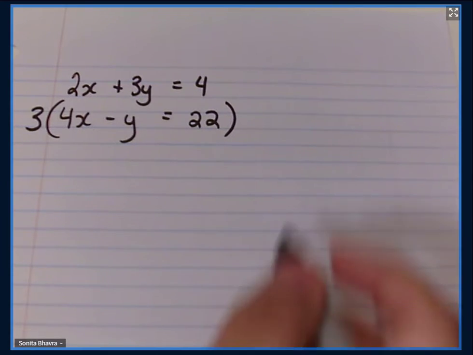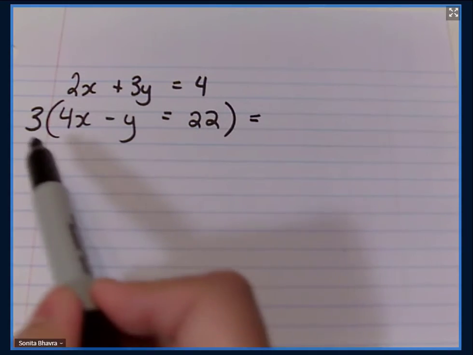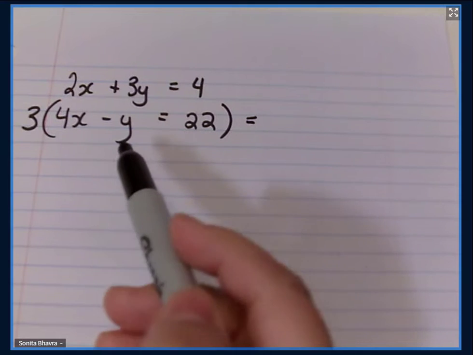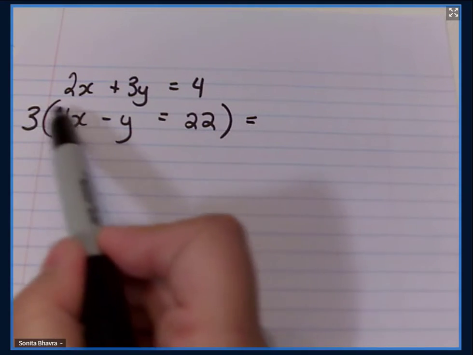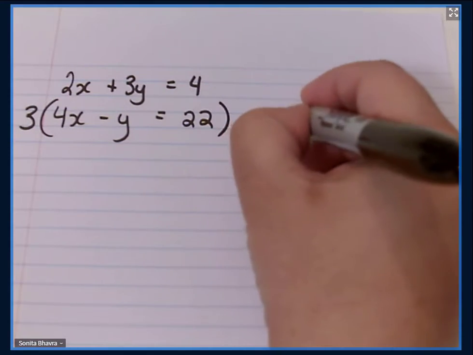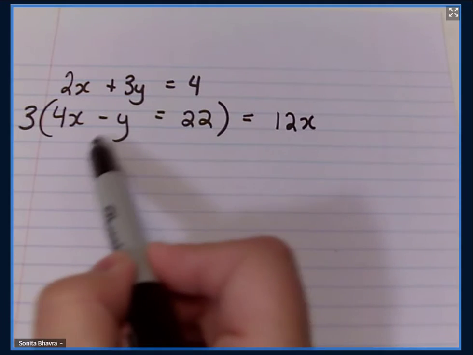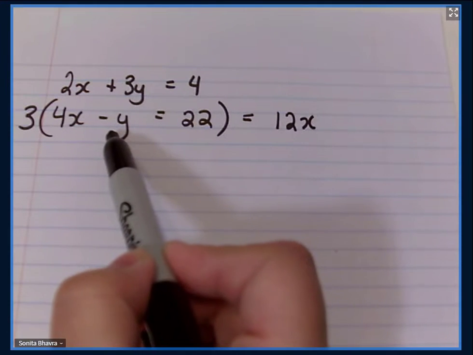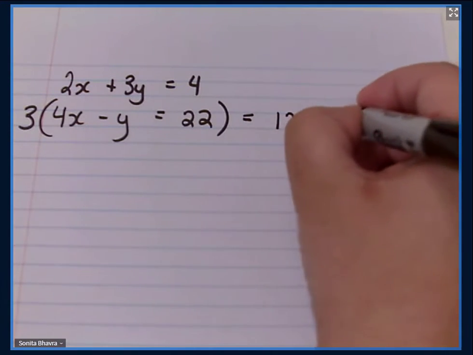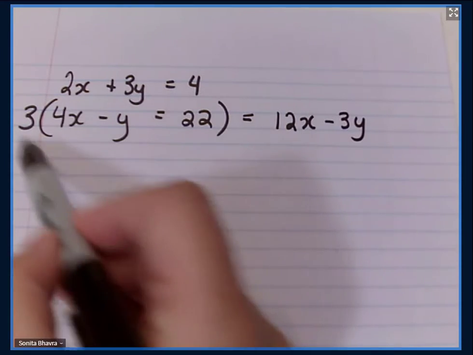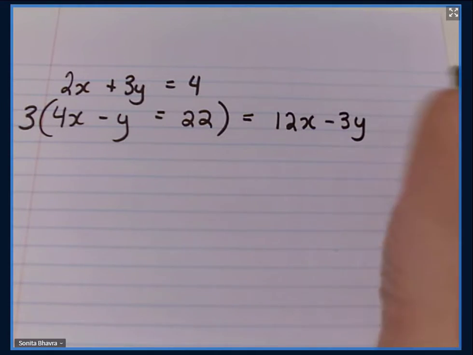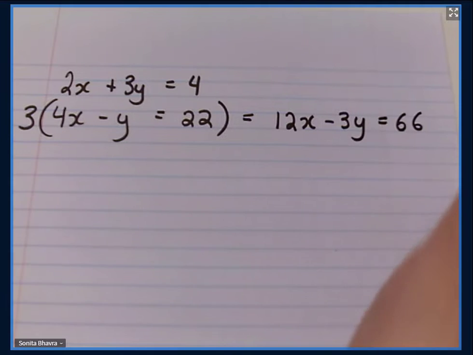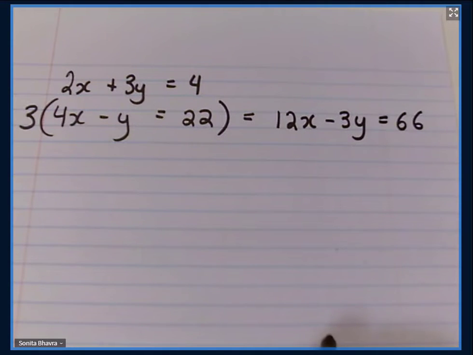All right, so once we multiply this, we have to multiply the whole equation by 3. I'm just going to show that over here. 3 times 4x is 12x. 3 times negative y is negative 3y. And then 3 times 22 is 66. So equals 66. So now we have our two equations.